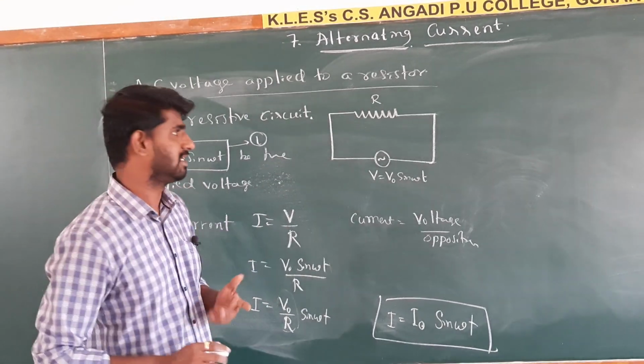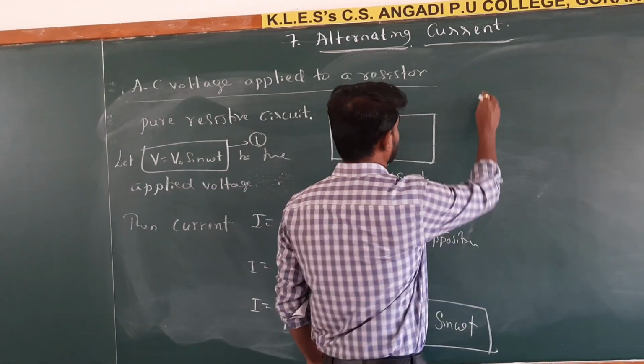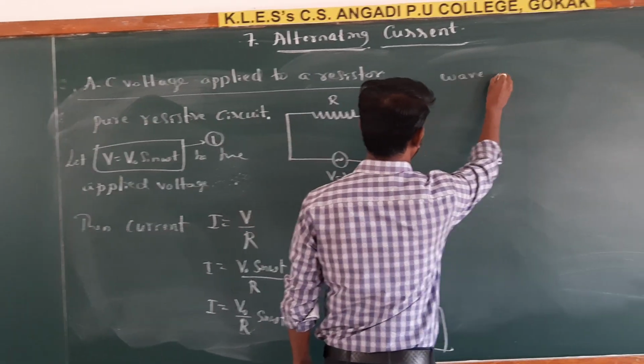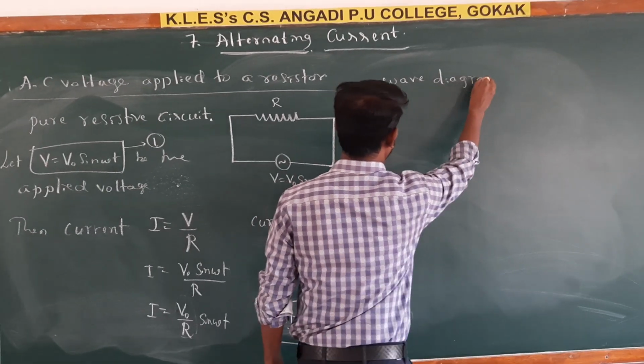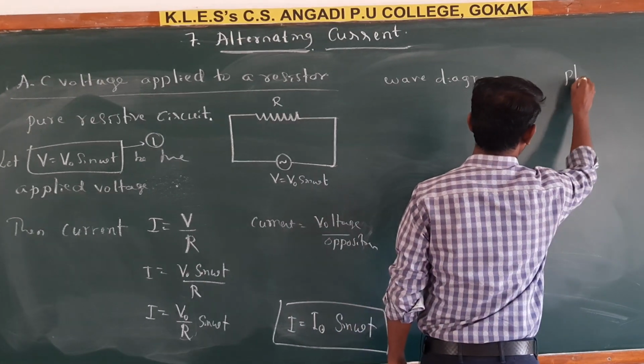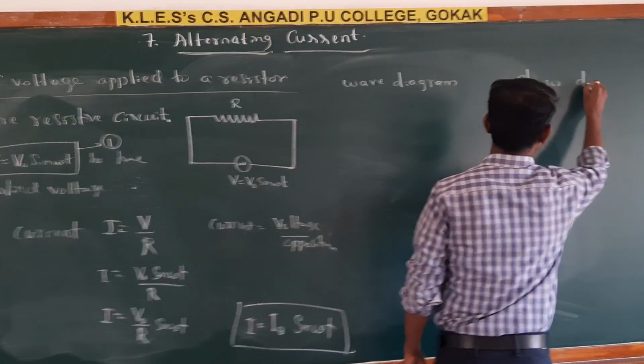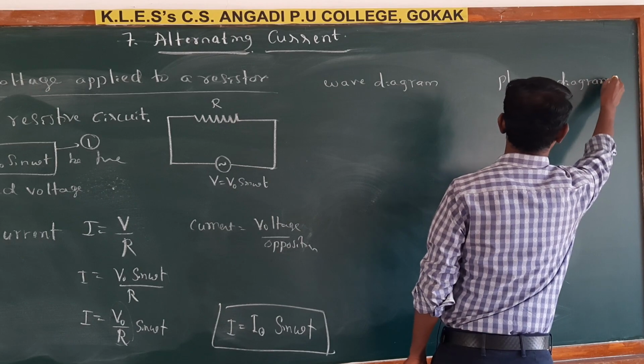Phase difference is 0. Then how to represent this one? We can represent it in two ways. The first one is the wave diagram, and the other one is the phasor diagram. Phasor diagram and wave diagram. Okay.